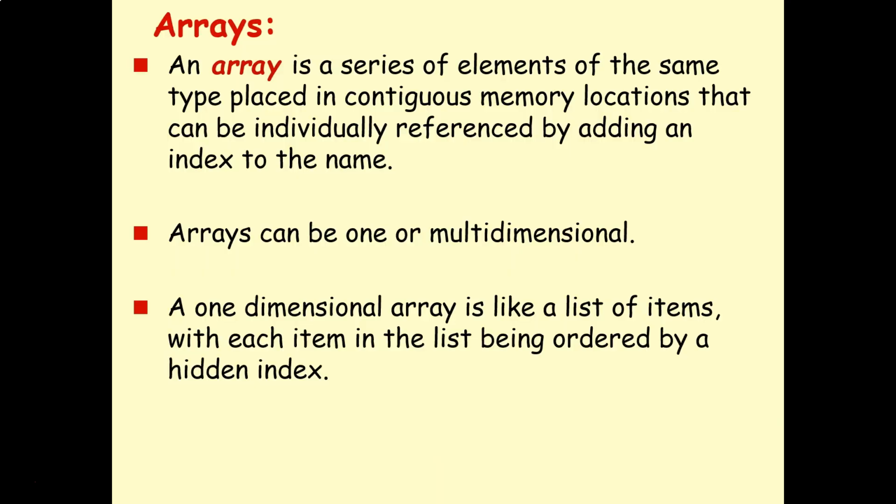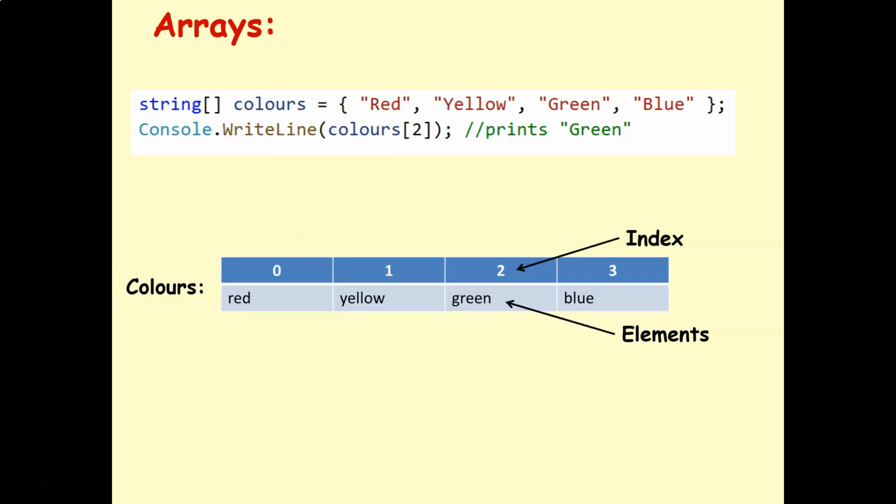An array is a series of elements of the same type placed in contiguous memory locations that can be individually referenced by adding an index to the name. Arrays can be one-dimensional or multi-dimensional. At its simplest, a one-dimensional array is like a list of items, with each item in the list being ordered by a hidden index. So here we are creating an array of colors: red, yellow, green, and blue.